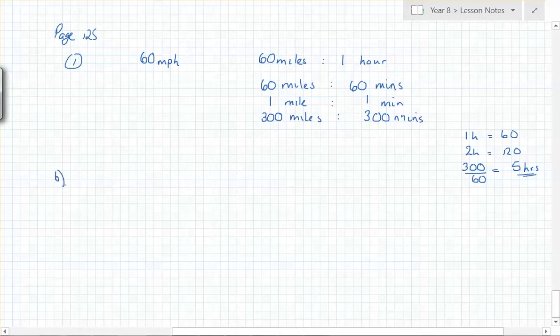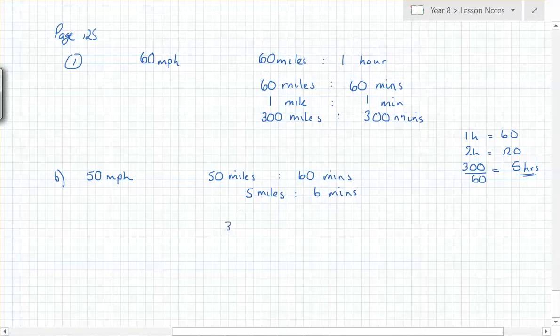Part B then, same idea. Maybe not so easy though. So 50 miles per hour, we would say 50 miles. I'm going to go for 60 minutes again. Makes it easier. Alright, now that is a ratio of 5 miles in 6 minutes. I've simplified it. I might need to go further, but I need to do 300 miles.